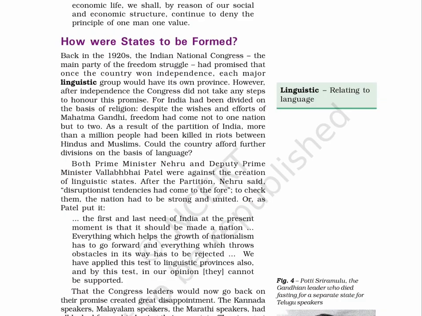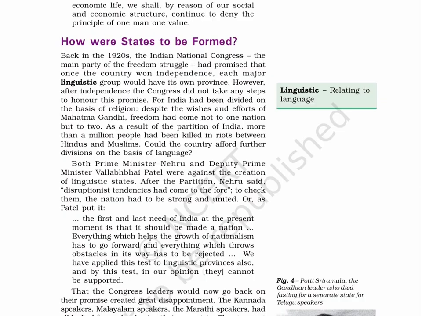Both Prime Minister Nehru and Deputy Prime Minister Vallabhbhai Patel were against the creation of linguistic states. After the partition, Nehru said disruptionist tendencies had come to the fore. To check them, the nation had to be strong and united, or, as Patel put it, the first and last need of India at the present moment is that it should be made a nation.